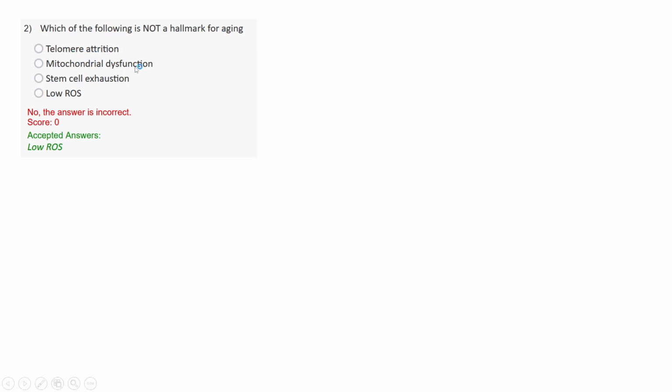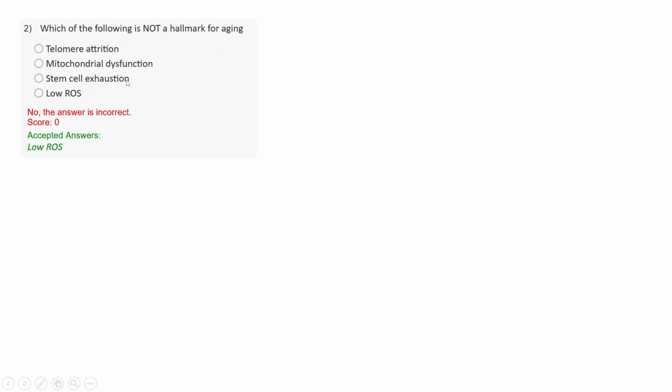Another is mitochondrial dysfunction. For example, the mitochondria will not produce enough ATP molecules, and will not be functional to produce cellular energy. The mitochondria is the main hub to produce the energy for other cellular processes. If it is dysfunctional, which occurs during the aging process, that is also one of the hallmarks of aging.